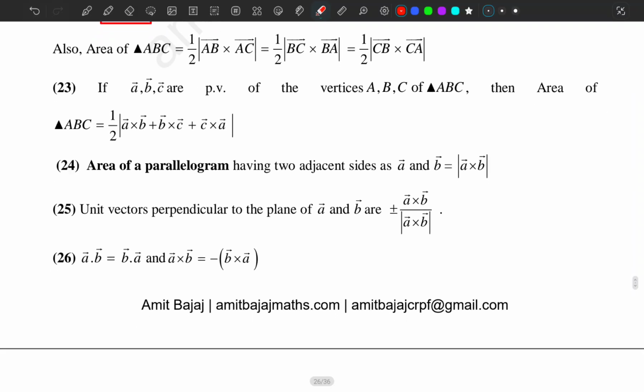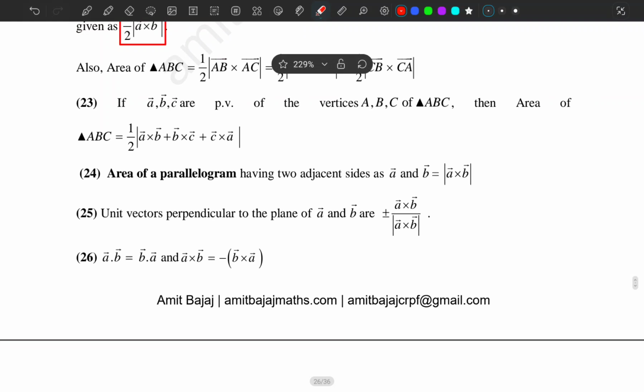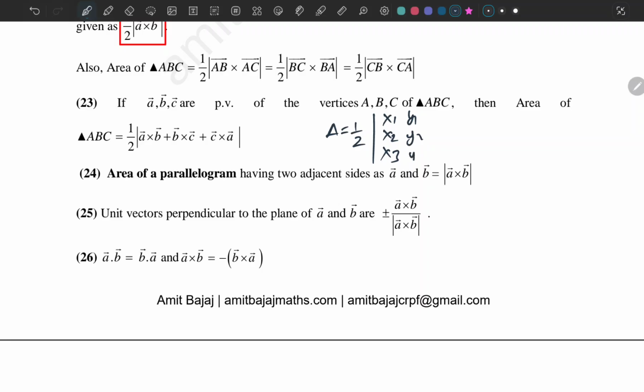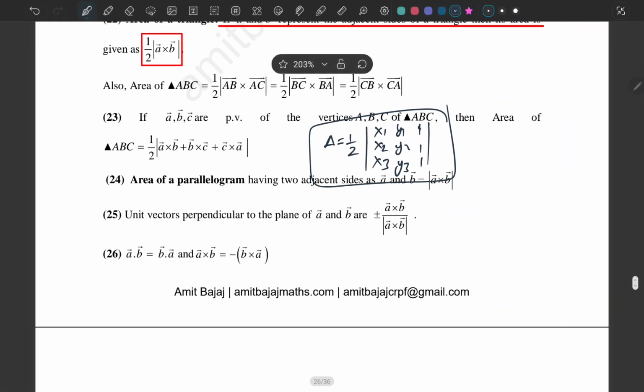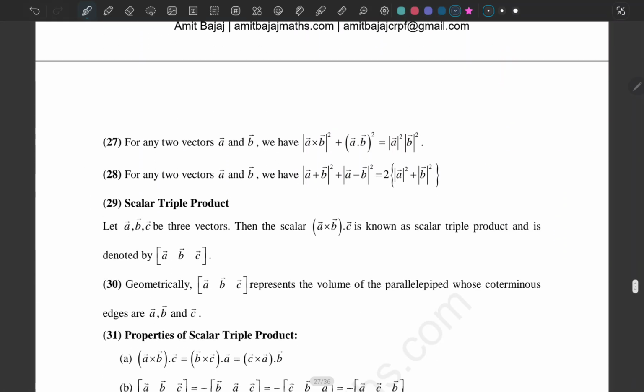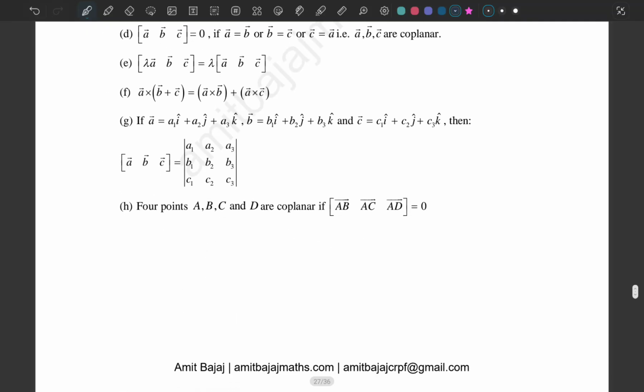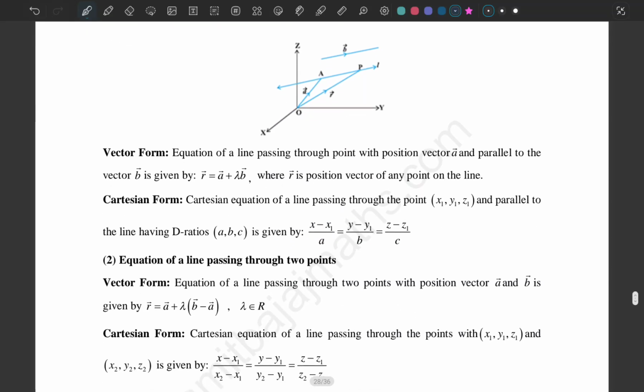Although we have studied the evaluation of a triangle with all three vertices in the determinant chapter, that was delta equals 1/2 of the determinant of x1, x2, x3, y1, y2, y3, and 1 1 1. But it's all right, there are two ways of evaluating this. And now we are good to go with the next chapter because we are done with this chapter.